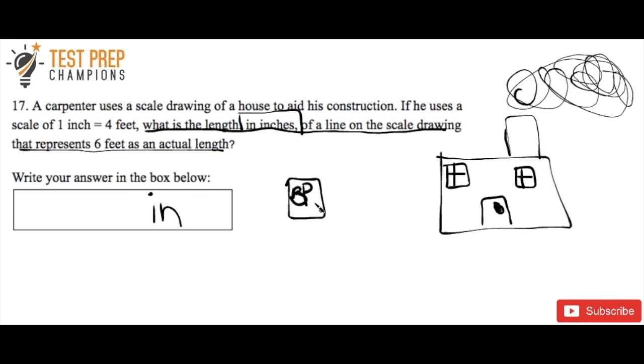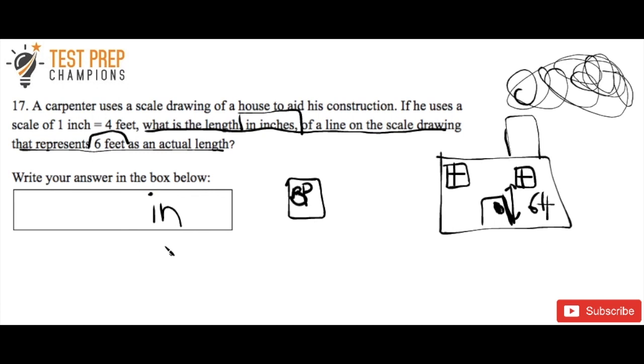So what he's trying to do here is, there's a line on his blueprint and he wants to figure out what is the length in inches of the line on the drawing that represents 6 feet in actual length. All right, so we're told here that we're given 6 feet. So maybe there's some line in the house. Let's say maybe it's the door. A 6-foot door, or there's some part of the house that is 6 feet, and he wants to know what is this length on the blueprint in inches.